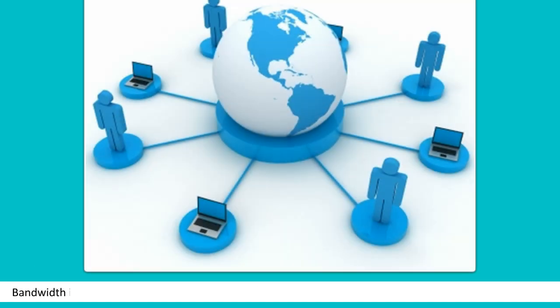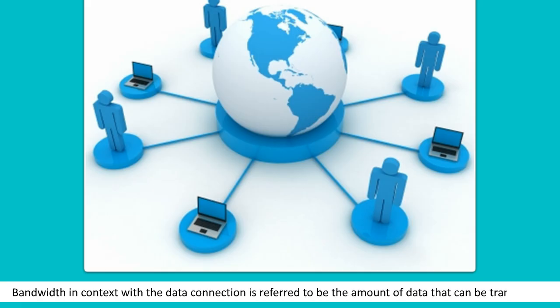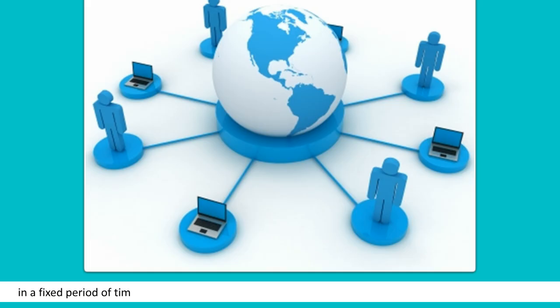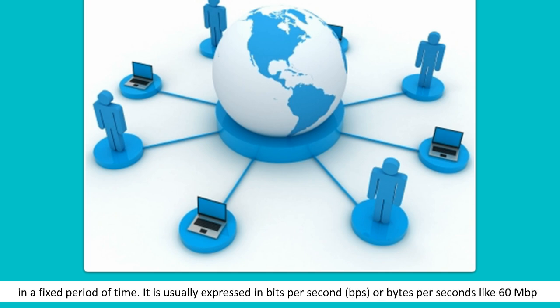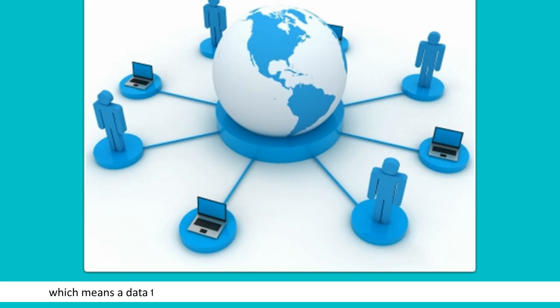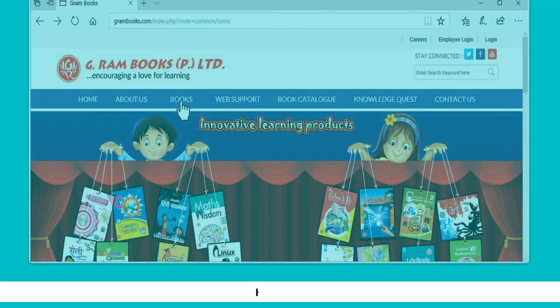Bandwidth. Bandwidth in context with the data connection is referred to be the amount of data that can be transmitted in a fixed period of time. It is usually expressed in bits per second (bps) or bytes per second like 60 Mbps, which means a data transfer rate of 60 million bits per second. It is basically used to measure the speed of internet connection.